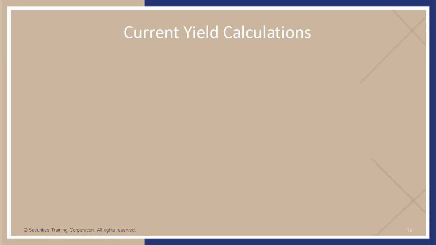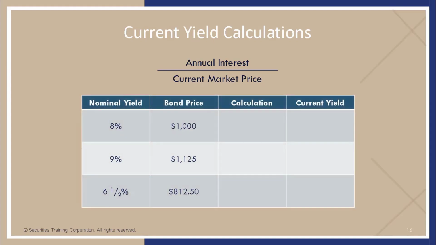Now let's look at how to calculate current yield in a few different examples. The formula for current yield is a very straightforward, simple formula: the annual interest, or the amount of interest you're going to earn, divided by the current market price. Let's look at some examples. There are 3 examples, 3 different nominal yields, 3 different bond prices. Let's do the calculation and calculate the current yield.